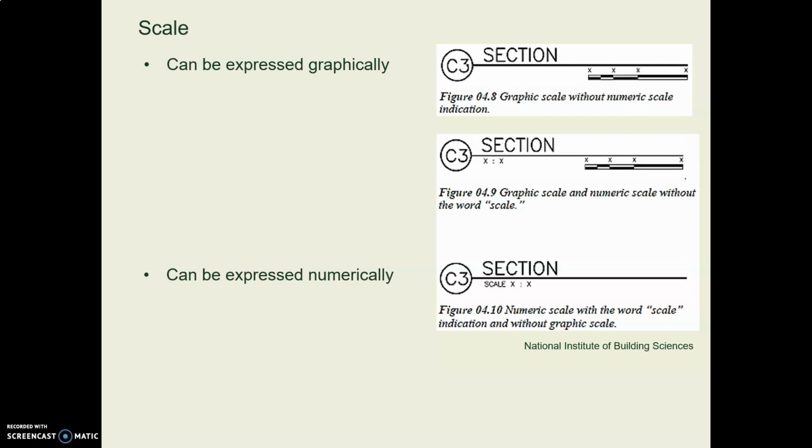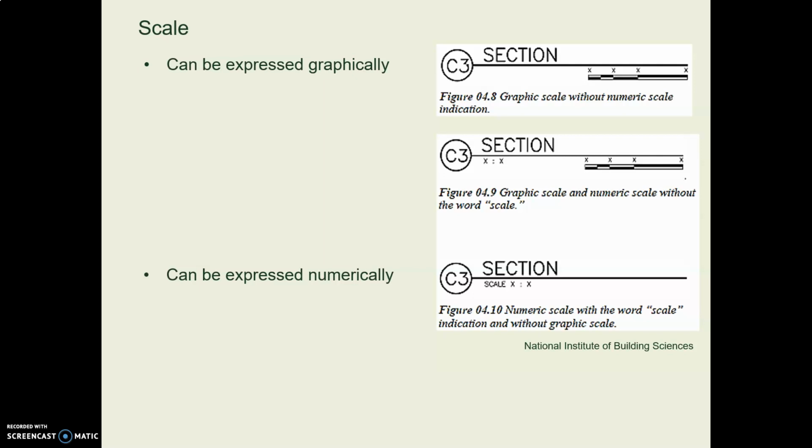Now, scale, and the scale here means what viewport scale are you using? How much have you scaled down your great big building to fit into your piece of paper? There are two different ways you can tell the reader about the scale. One of them is graphically, and that's this kind of device up here in the top. You also see that kind of device on maps. I think every map has a graphical scale. And the reason for that is because maps are printed at all different scales, and you want the reader to have a good sense of what scale the thing is.